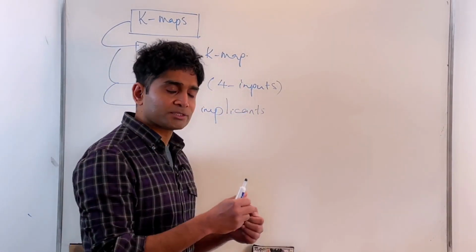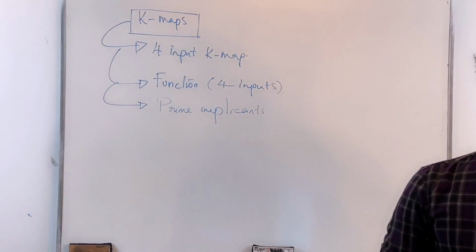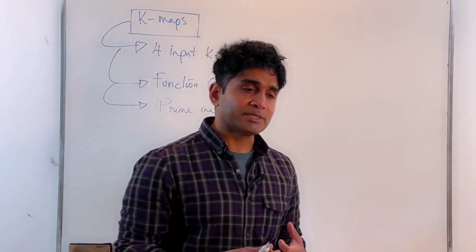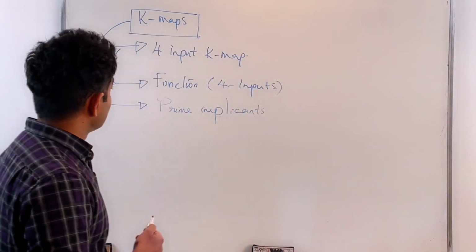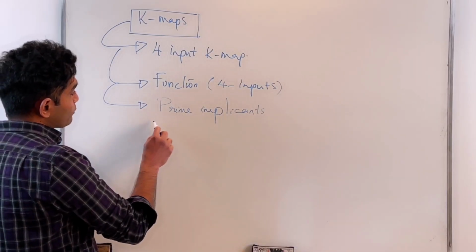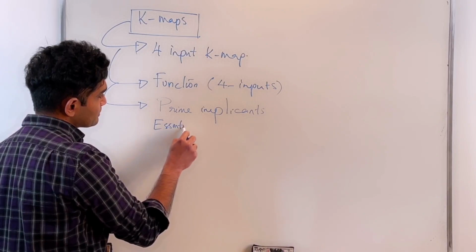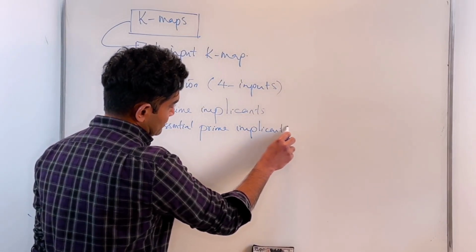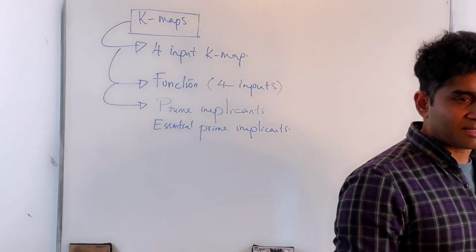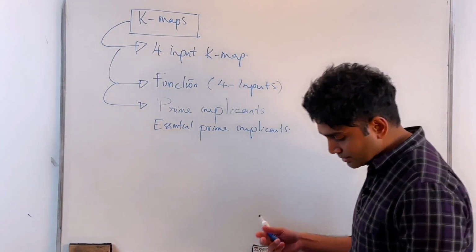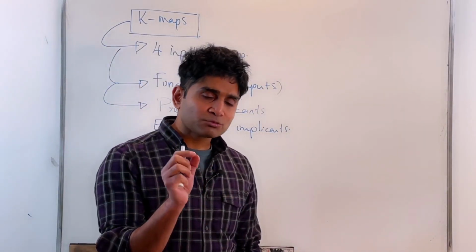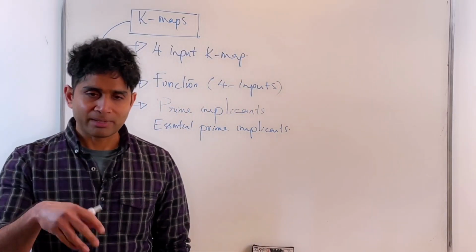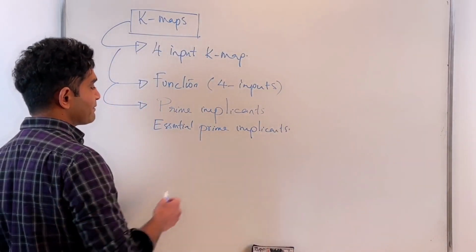Again, we defined it as the largest combination of adjacent cells containing ones. These are the largest possible combinations, and those combinations have to be in terms of powers of 2. So we discussed that in the last class. And we also talked about the essential prime implicants. As the name suggests, first of all, it has to be a prime implicant to start with, and that prime implicant should have at least one cell that is not accounted for more than once by any other prime implicant, or by any other combination. So we have seen the definition of the essential prime implicant.